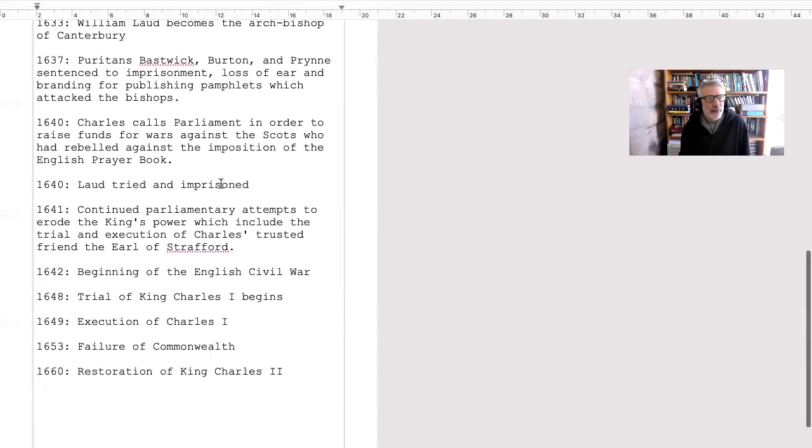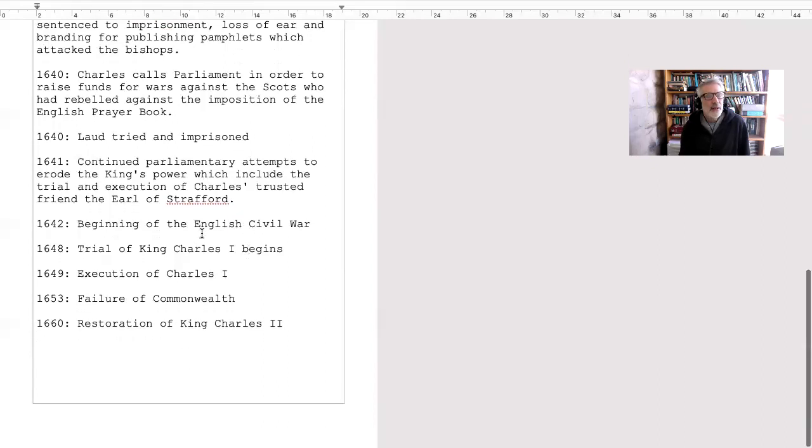Laud gets tried and imprisoned by, I guess, the influence of Parliament. I'm not really even sure. This is before the revolution. Here's 1642, the beginning of the English Civil War. And that really is a very important date for us, the beginning of the English Civil War.